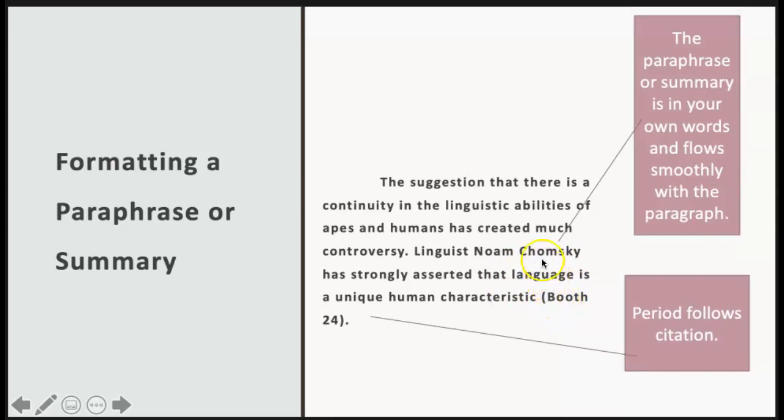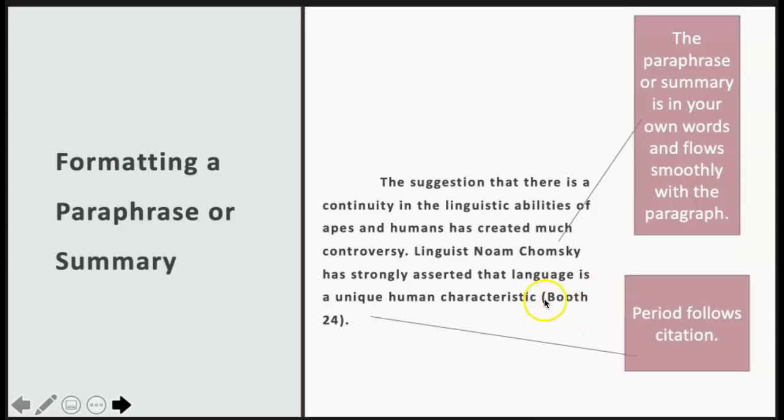So if I would have just put Chomsky in the parentheses, that would be me saying Chomsky said this, and it was in a Chomsky source, and that's a lie. That's not true. Chomsky did say it, but it was not in a source he wrote. So we have to give credit to Booth. We have to give credit to the author of the source. But we also can't say by just having Booth in the parentheses that Booth is the one that had this idea, because that's not true either.